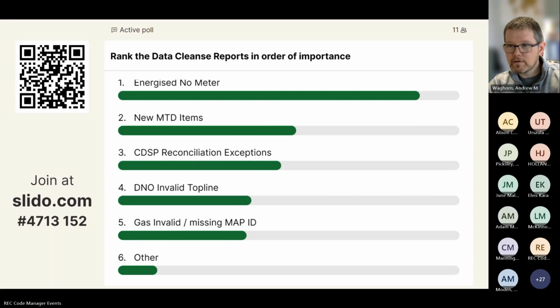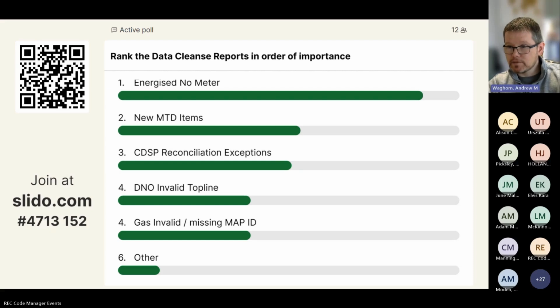So I think we've got 11. Oh, I can see there's dots still, so 12. Okay, so interesting there. So Energize No Meter a clear winner, as it were, with new MTD. Okay. So interesting to see CDSP reconciliation exceptions sitting so high up, given the challenges with the age of the data.